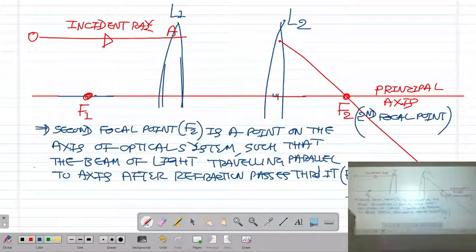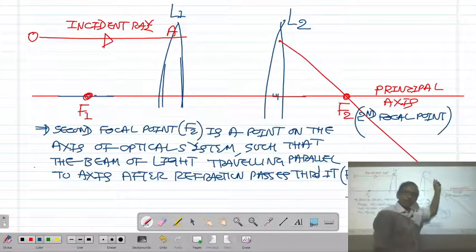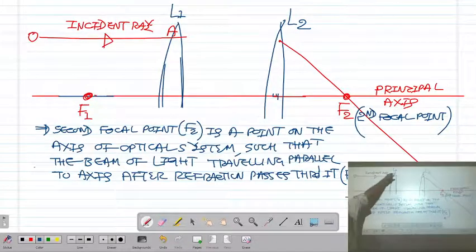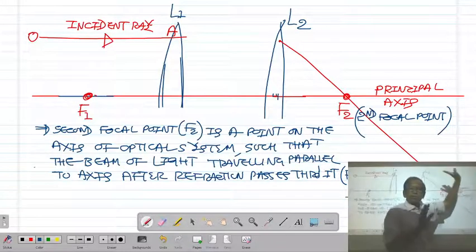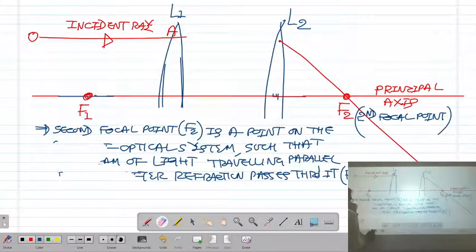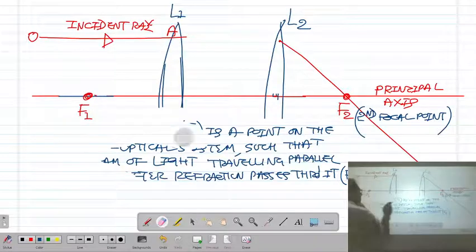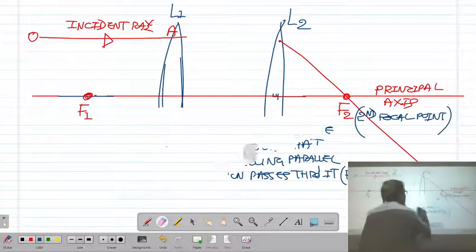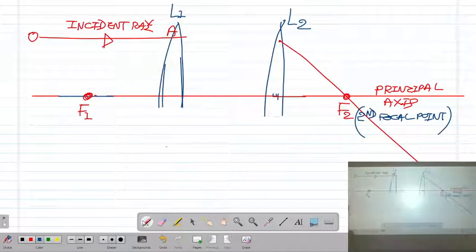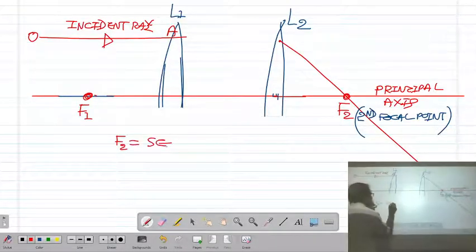So this is a well-known theory. You know that a ray of light traveling parallel to the axis always passes through the focal point after refraction, and any ray emitted from the focal point becomes parallel to the axis after refraction. That you know very well. So F2 is called the second focal point.